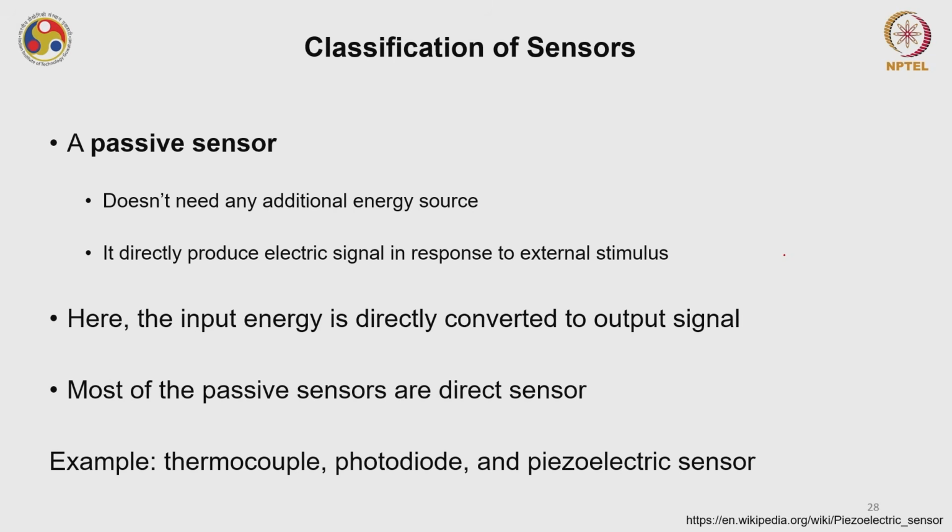A thermistor is a temperature resistive sensor that we are going to discuss in week 6. Then, along with the active sensor, you have a passive sensor, which doesn't need any additional energy source. It can directly produce an electrical signal in response to external stimuli. Here the input energy is directly converted to the output signal. Most of the passive sensors are direct sensors, like a photodiode and a piezoelectric device. I hope the difference between active and passive sensors is clear to you.